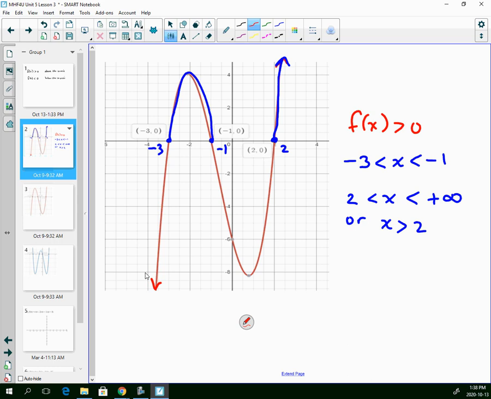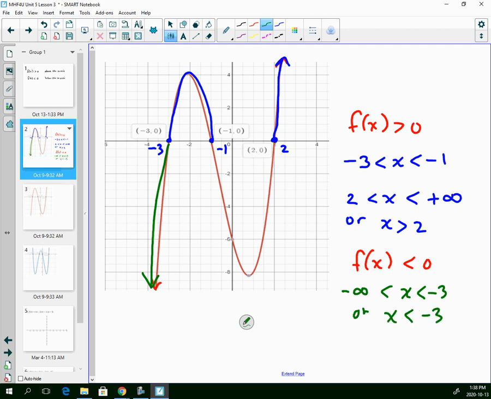Where is the graph below the x-axis? Well, I can see that also from the grid. So I can see it's below the x-axis here. So when x is less than -3 to infinity, or just less than -3. And then again here between -1 and 2. So starting at -1 and ending at 2. So in between these two numbers, it is below the x-axis.